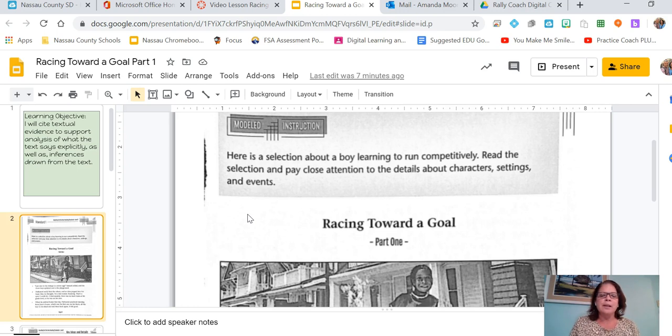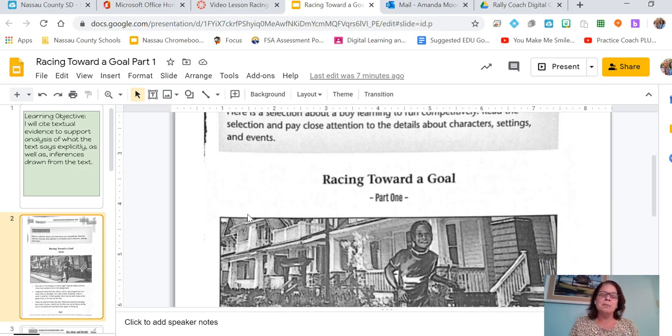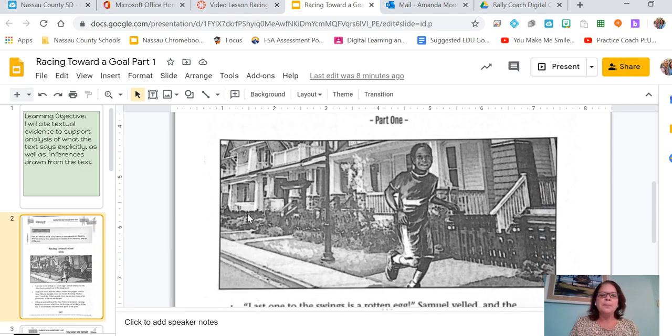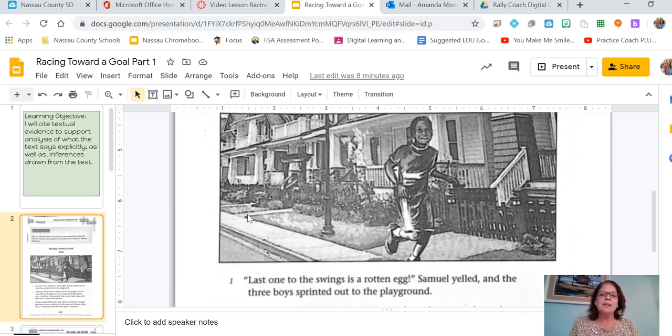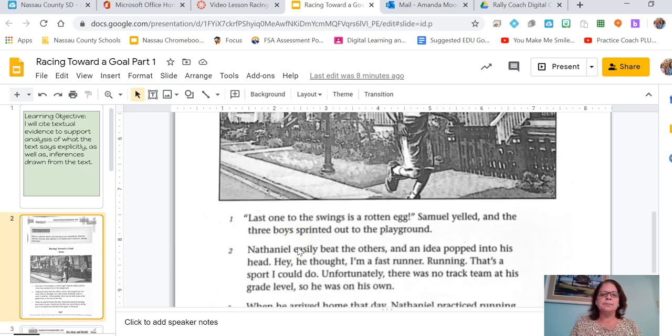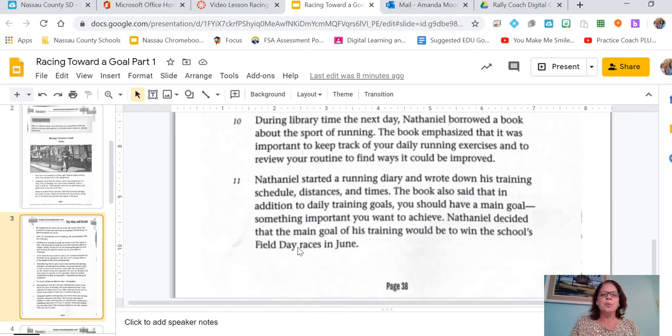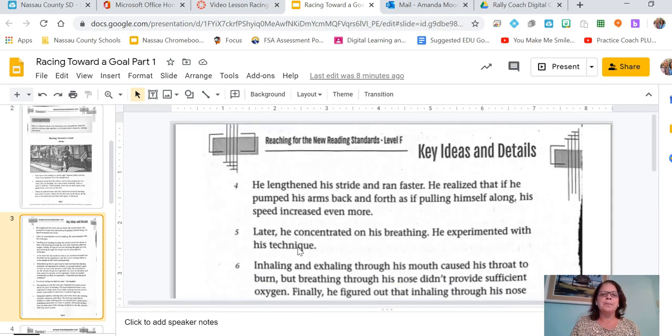So if I preview this, I see there's a part one, which tells me there's going to be a part two later on. And in the picture, I see a boy who is running down a sidewalk. And so I am going to make an inference that he's running in his neighborhood because there are houses next to the sidewalk. And there are no more pictures, so we're going to start reading.